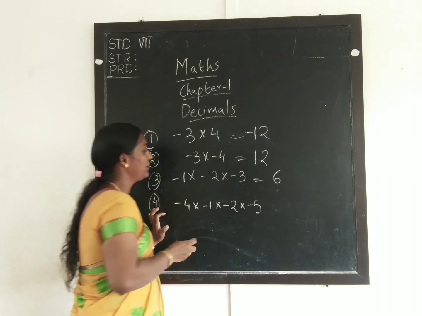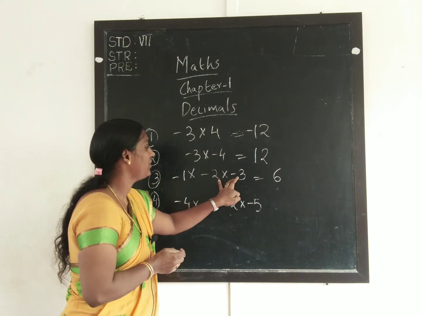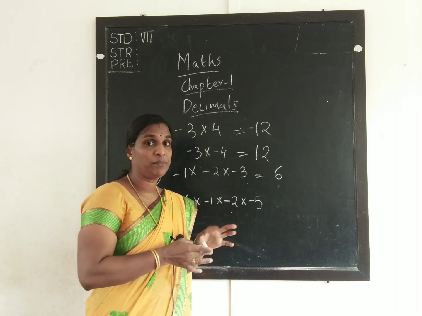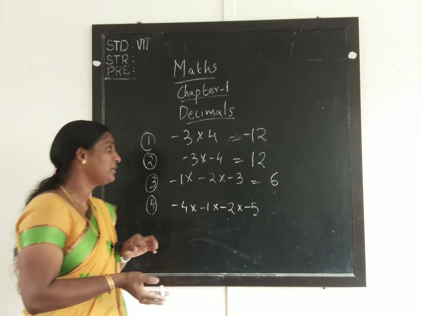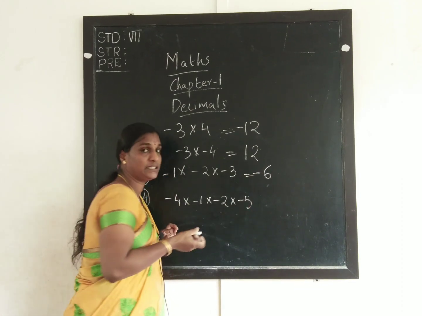And what will be the nature of the number? 1, 2, 3. When we count the number of negative numbers, it is 3. And that 3 means odd number. Odd number means the answer is negative. The answer is negative 6.